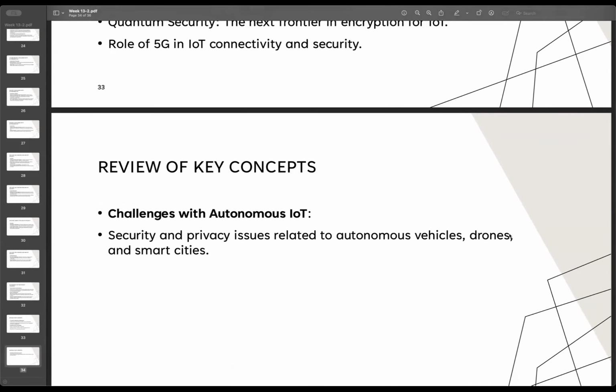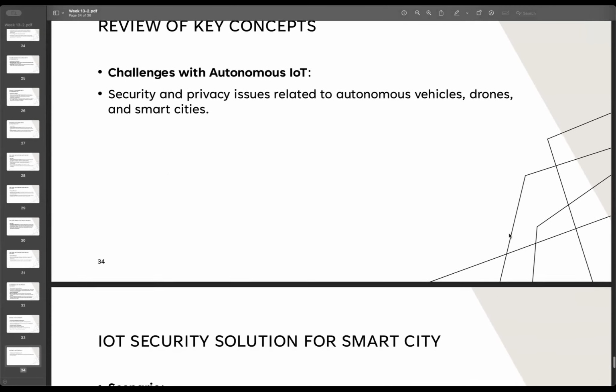There's also a challenge for the IoT, because we're going to the autonomous IoT. What are the security and privacy issues related to it? It's a big question, and we have to think about it.